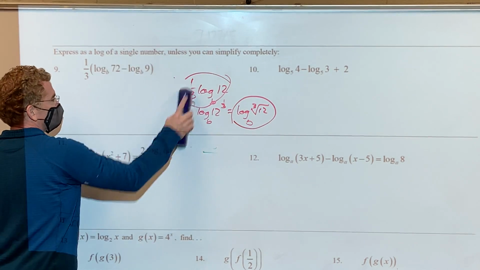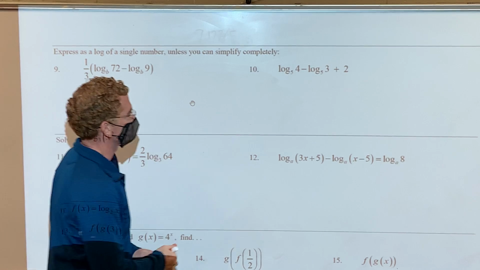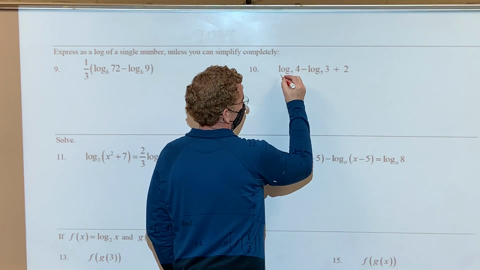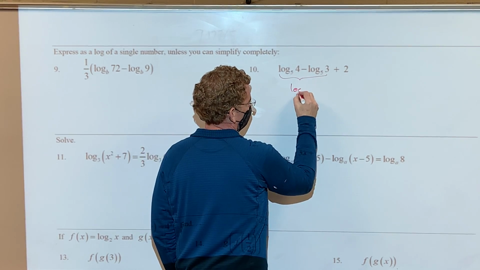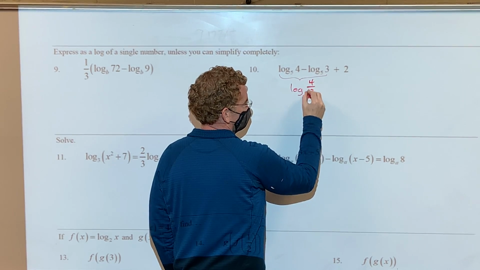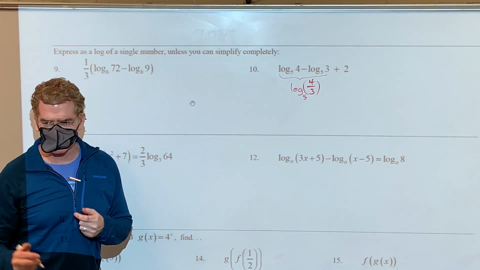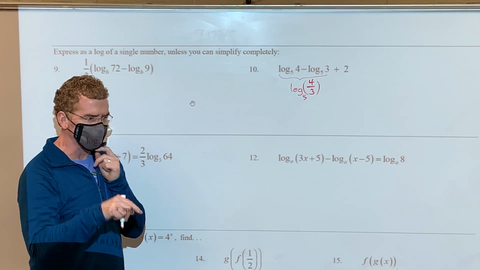What else? For number 10, I know that you combine it, or you keep the base and it's like 4/3. Okay, so for this one, you don't have a problem, right? Log base 5, when you subtract logs, you divide what you're logging, right? Well, how do you add a 2 in there? Yeah. You've got to change 2 back into a log.